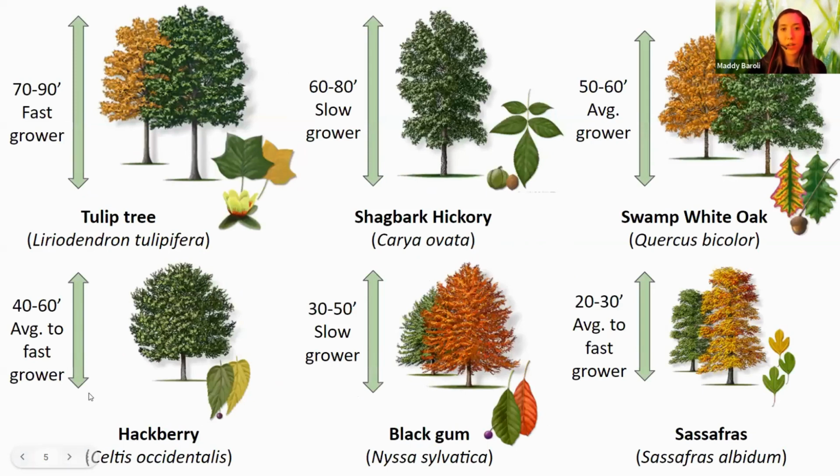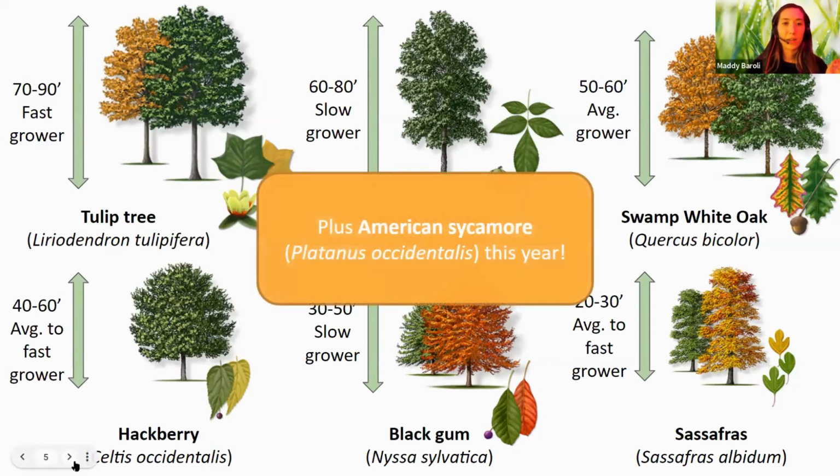And so these are the 6 species that we kicked off HREP with. So we have shagbark hickory, tulip tree, swamp white oak, hackberry, black gum, and sassafras. And then if you want to click one more time, Ellie, we're adding the American sycamore to this list as well this year. So you'll see that available through the seedling sale. And people have had some good success with these species for sure.